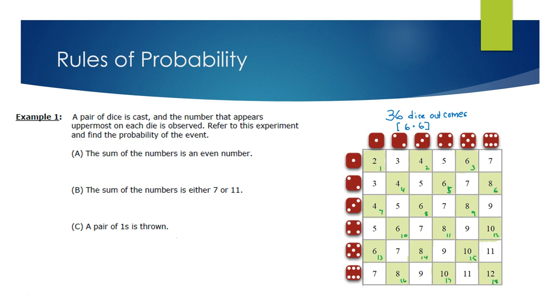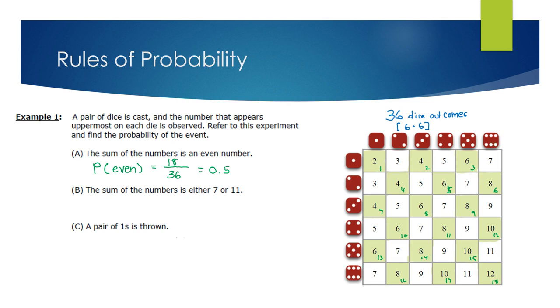And I can see I have 18 of them when I count all the green spaces. So basically the probability of the sums of the numbers being even is going to be 18 over 36, or about 0.5. Seems to make sense because, on a die, half the numbers are even. The other half are odd.